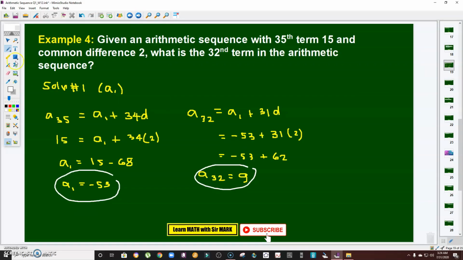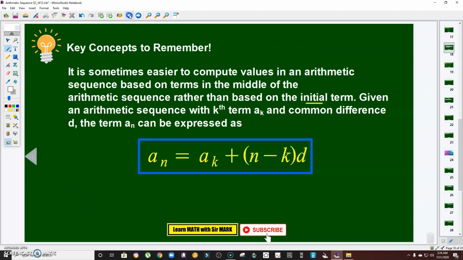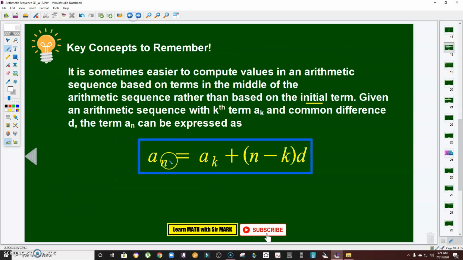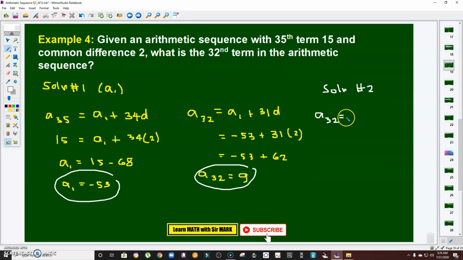So this will be my second solution, using this formula. Since what we're looking for is a sub 32, in this case my n is 32, my k is kung ano yung meron ka, which is 35. Can you follow? Again, a sub 32 is equal to a sub 35 plus 32 minus 35 times the common difference.